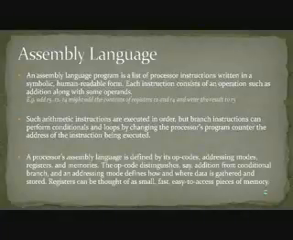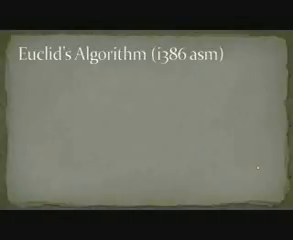A processor's assembly language is defined by its opcodes, addressing modes, registers, and memory. The opcode distinguishes, say, addition from conditional branch, and an addressing mode defines how and where data is gathered and stored. Registers can be thought of as small, fast, easy to access pieces of memory. This is a representation of Euclid's algorithm in i386 assembly language.